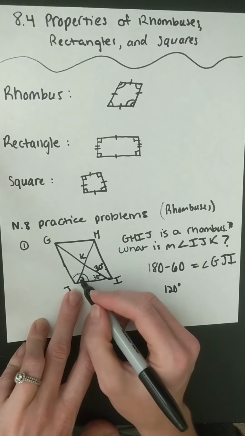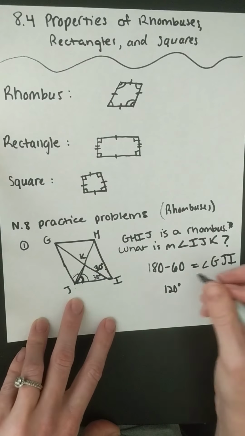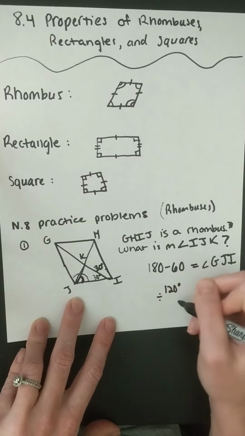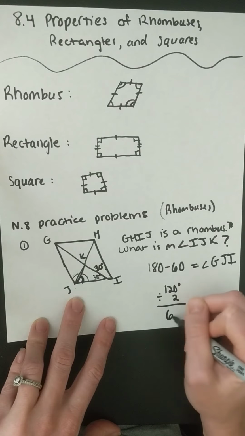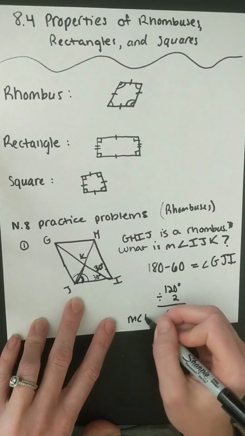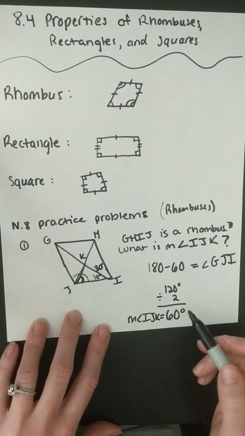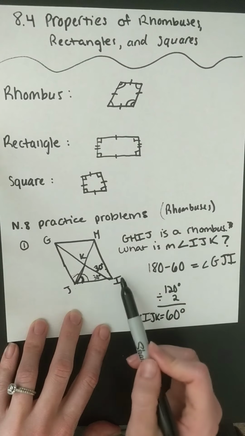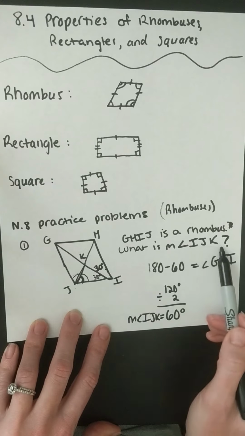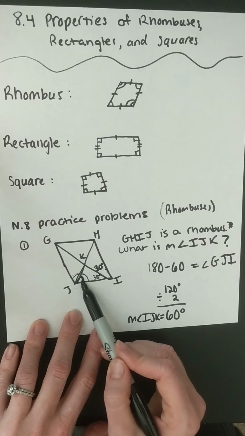The last step is it asks for just this part of it. And we know this is a diagonal and it cuts it in 2 equal parts. So I just do 120 divided by 2. And the answer for angle IJK is 60 degrees. And remember, I, J, K, you follow the letters in the order they appear. I to J to K is referring to this little one right here.